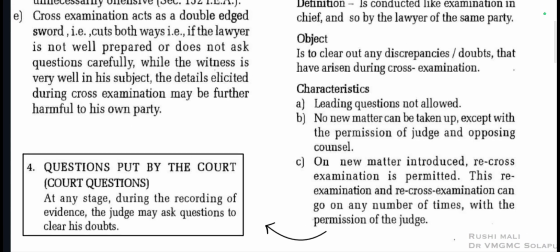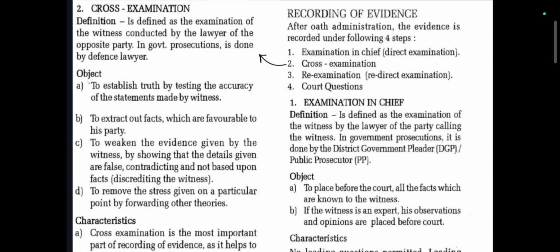Fourth point is questions put by the court. At any stage during the recording of evidence, the judge may ask questions to clear his doubts. So that is very easy. Just remember four things. What is recording of evidence? In simple terms, understand what the question is trying to say. If I get a question, what is recording of evidence? I know recording is recording, evidence is evidence. You just have to describe that it is nothing but the recording of the evidence only.